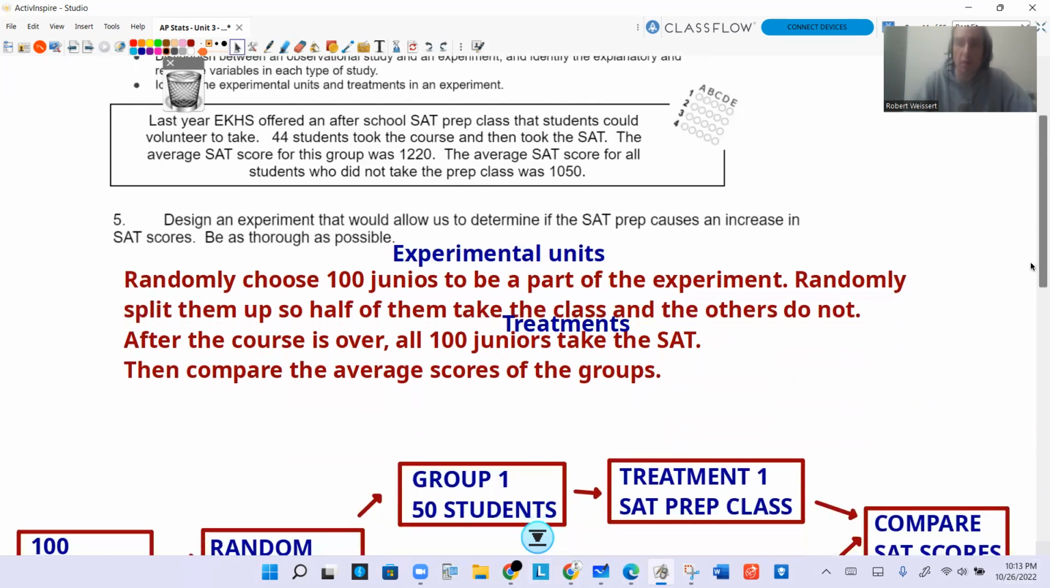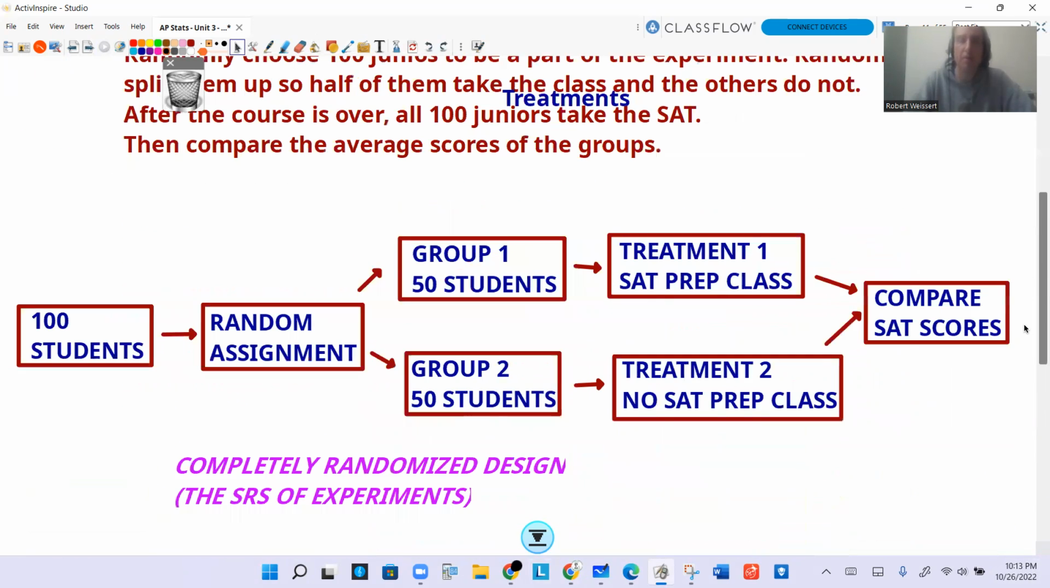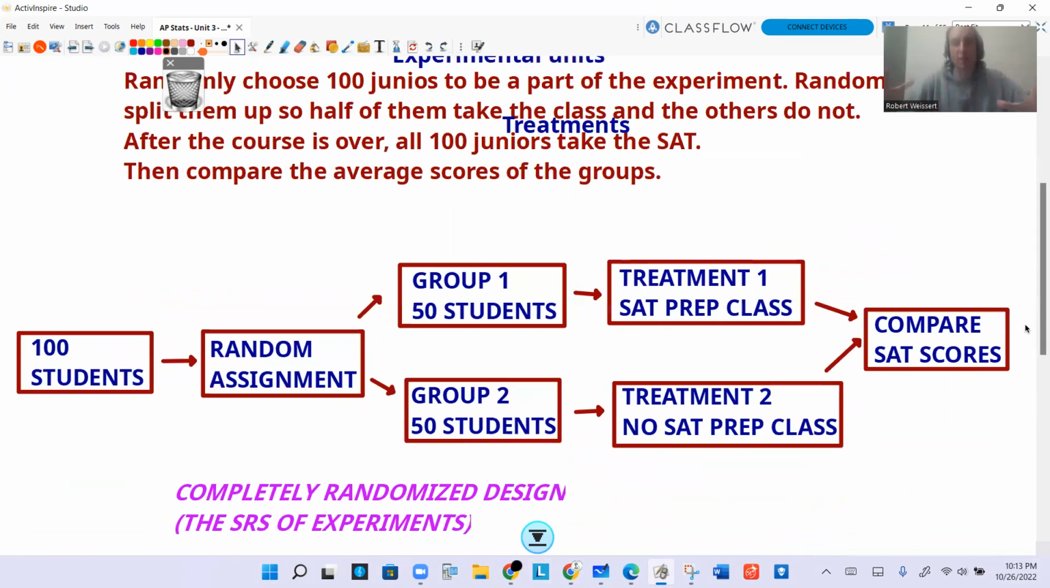Let's explore it on here. This is kind of a template for laying out an experiment. This is a completely randomized design. You start with the people, just the group that's going to be doing the experiment, whether they're volunteers or randomly selected. And then from there, you split them up.